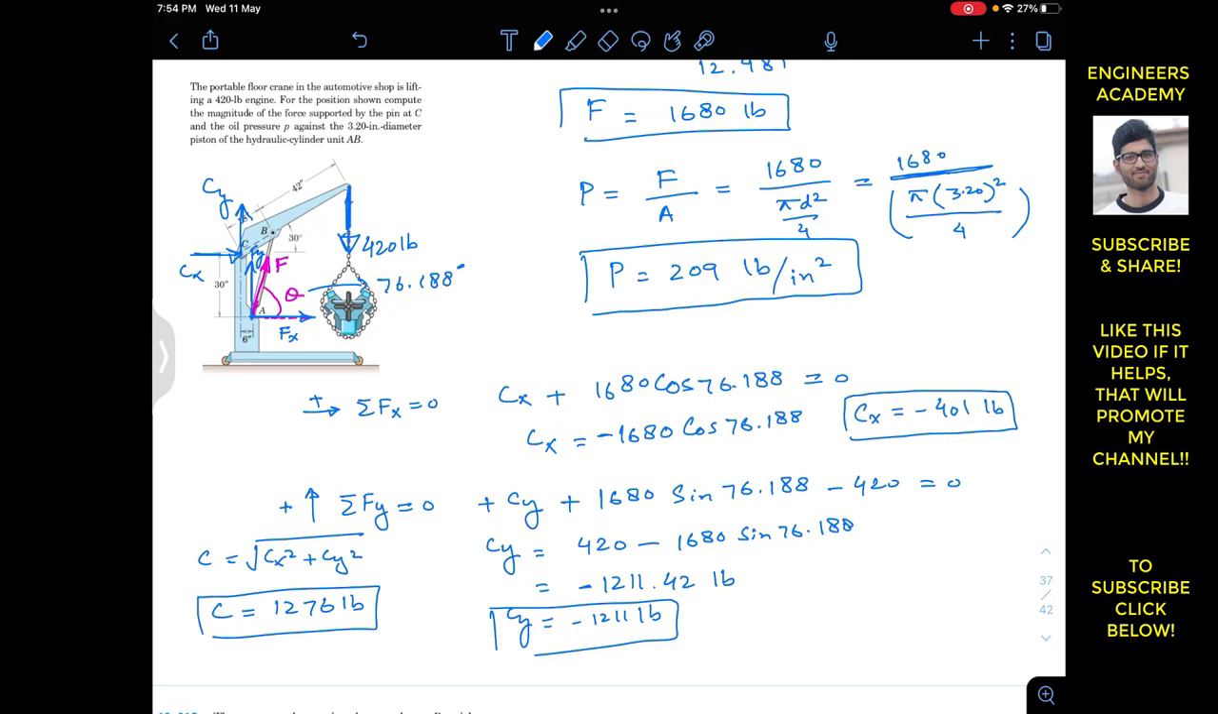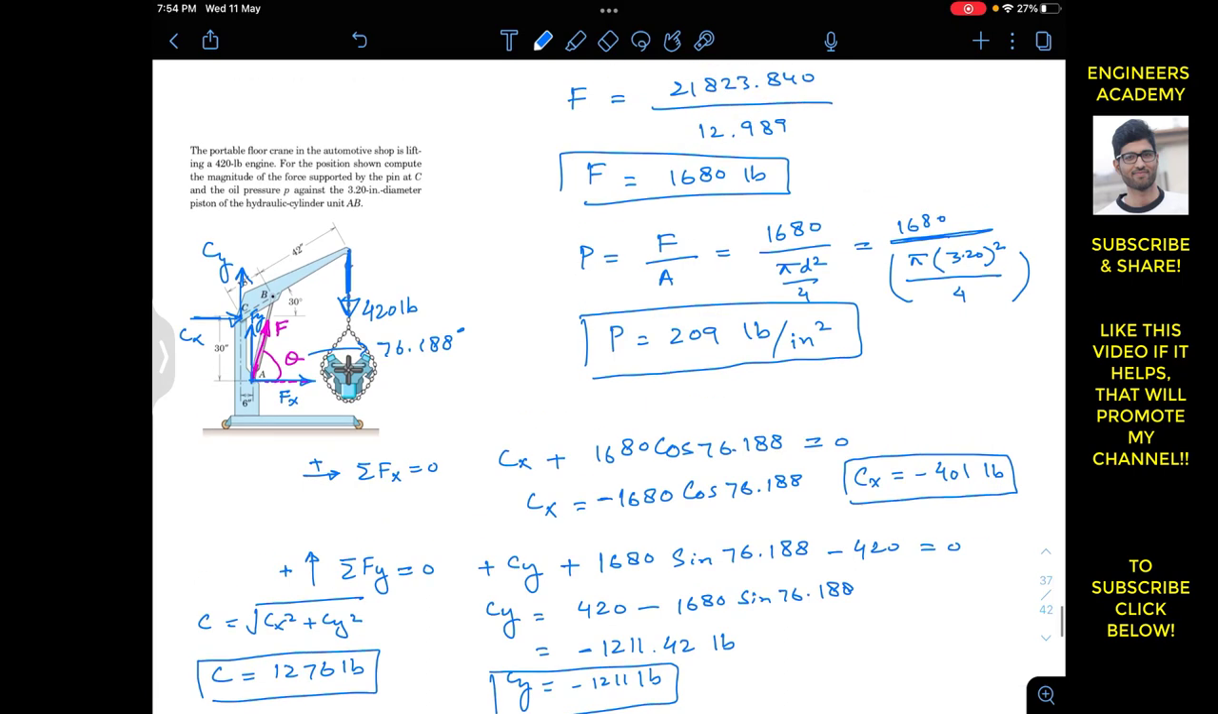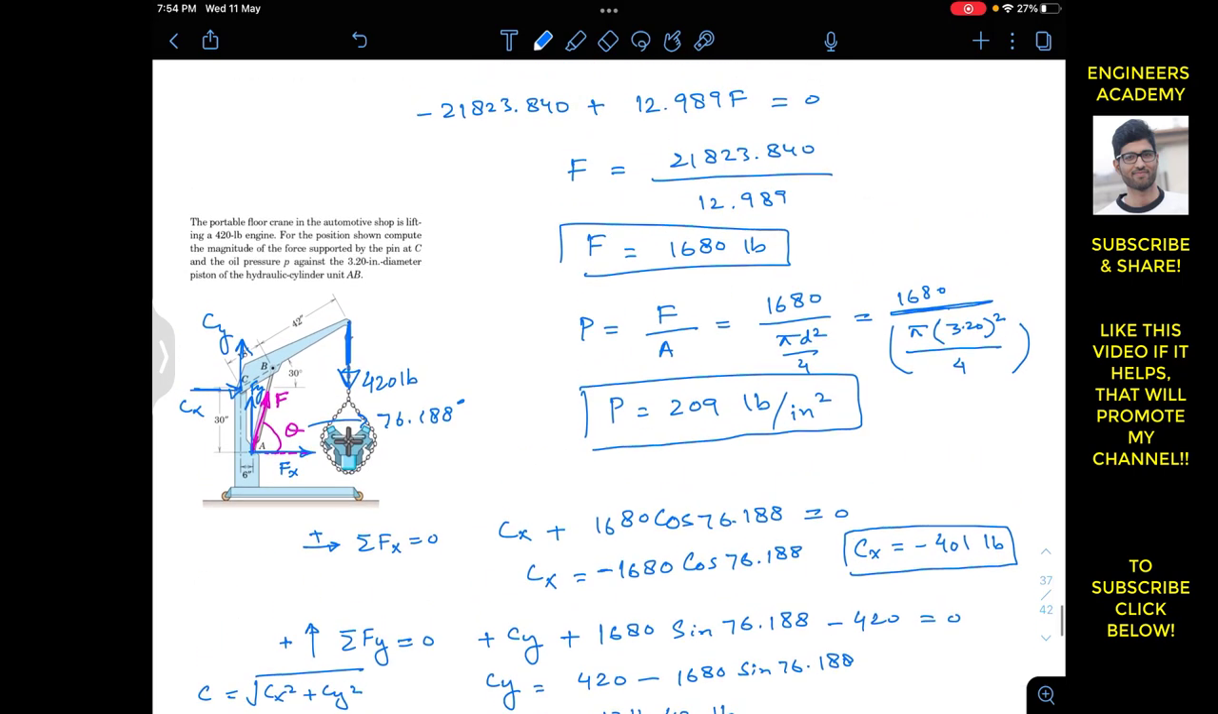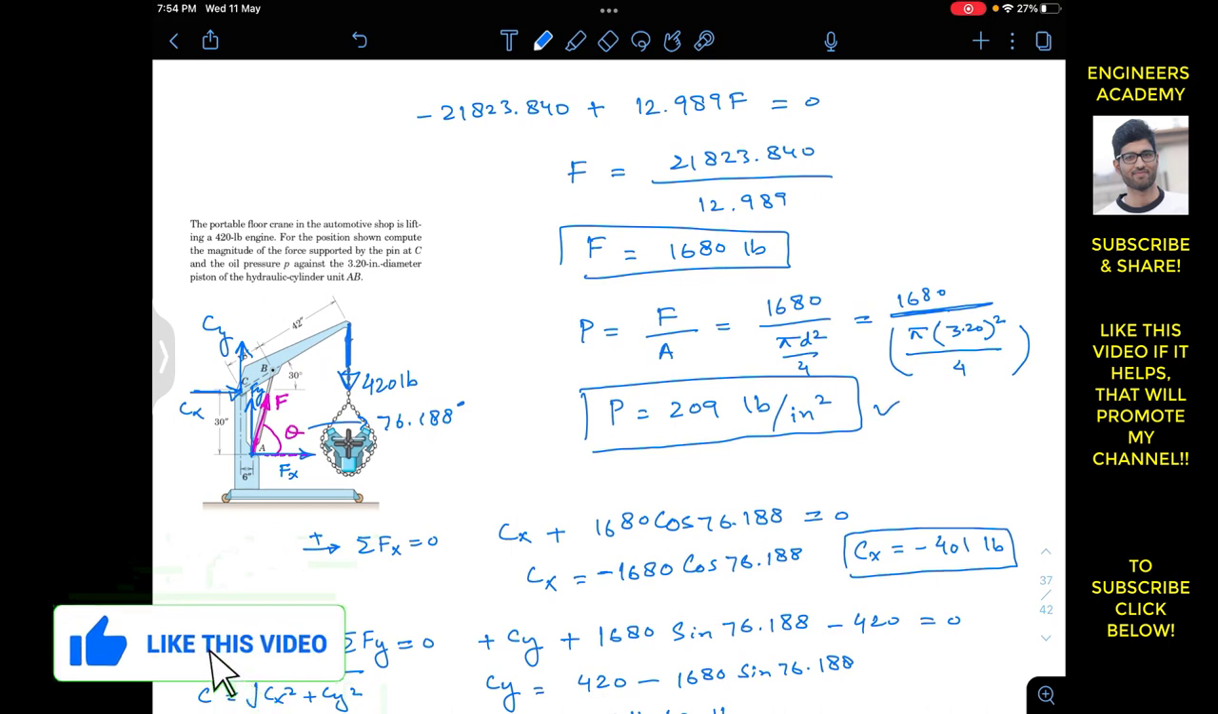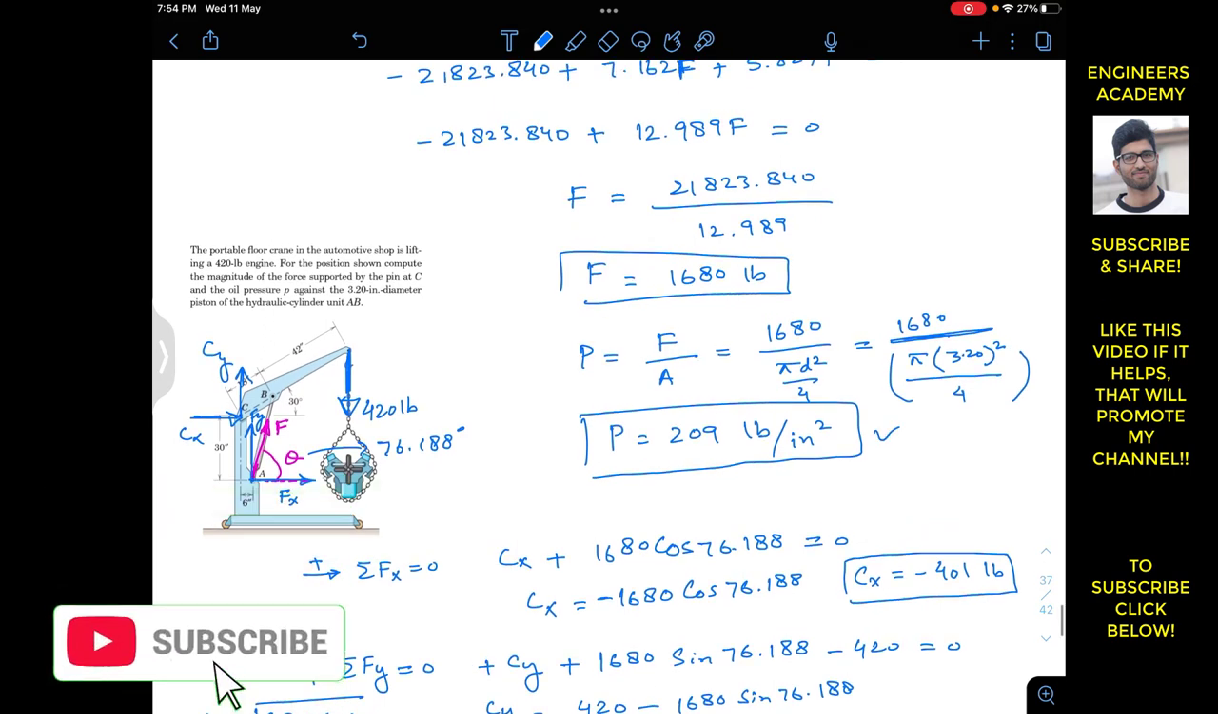So the resultant reaction at the pin joint at C is 1276 pounds, and the pressure applied by the piston arrangement from A to B is 209 pounds per inch square, and the force is 1680 pounds. So this is the solution of this particular problem.